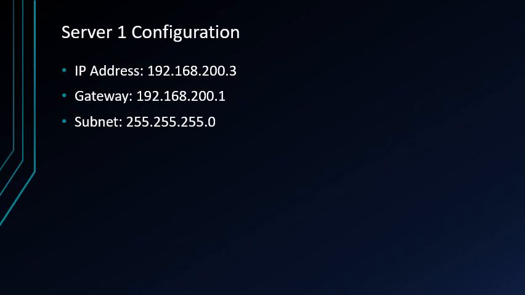For our first server configuration, the IP address was 192.168.200.3, and the gateway for that was 192.168.200.1, and our subnet that we used was 255.255.255.0. Our server 2 configuration, the IP address was 192.168.200.4, and the gateway was 192.168.200.1, and the subnet that we used was 255.255.255.0.